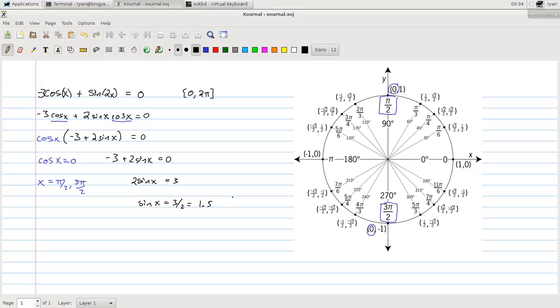There is no place on the unit circle that has a y value that's that big. The biggest y value anywhere is y equals 1. So sine never equals 1.5, so this has no additional solutions. So we're going to reject any solutions that would come from here. And that tells us that the only solutions we have for this are x equals pi over 2 and x equals 3 pi over 2.